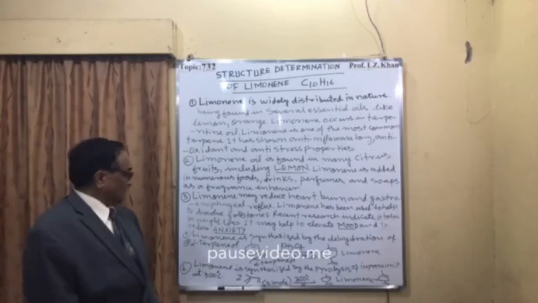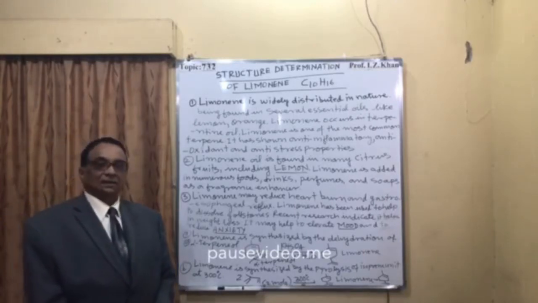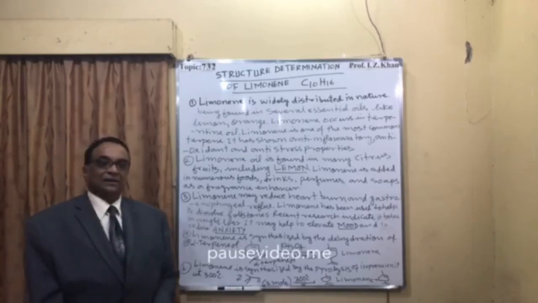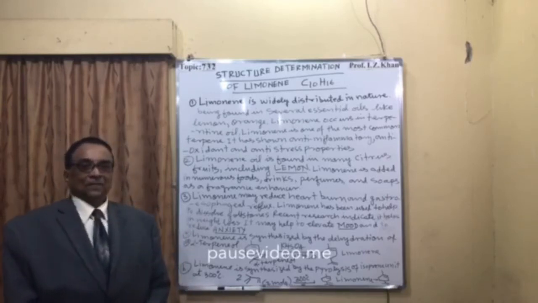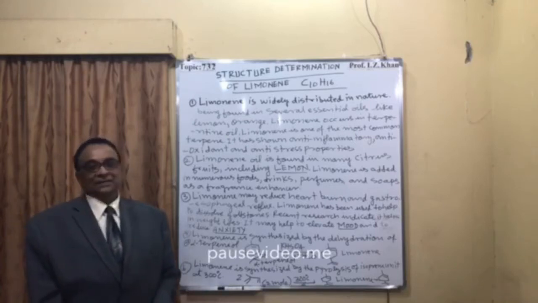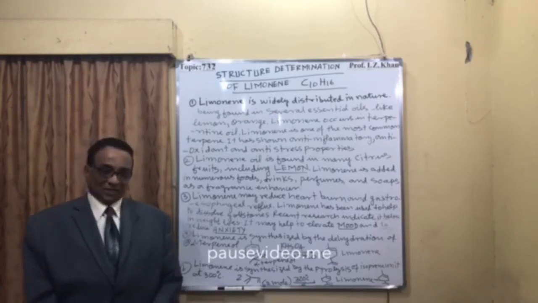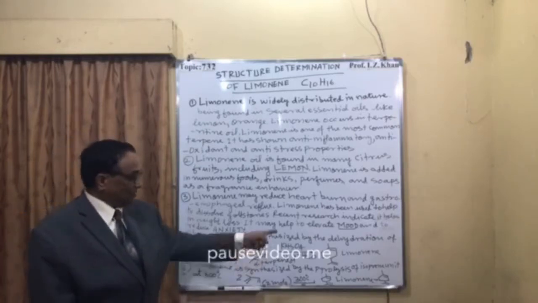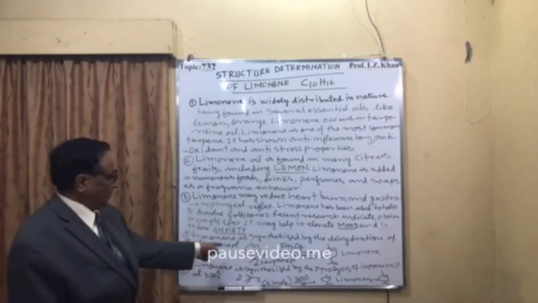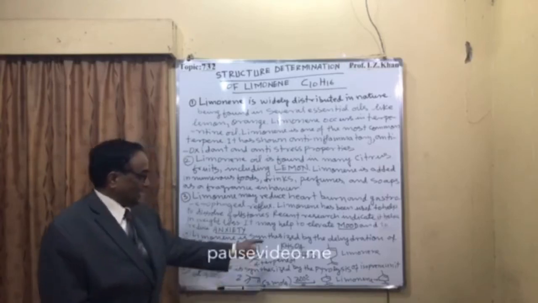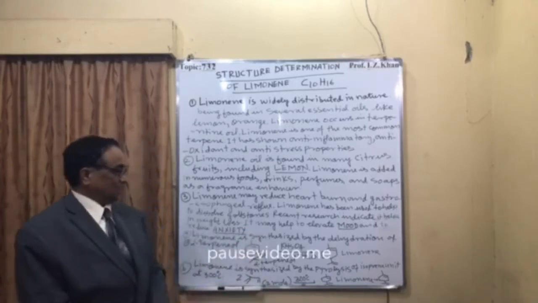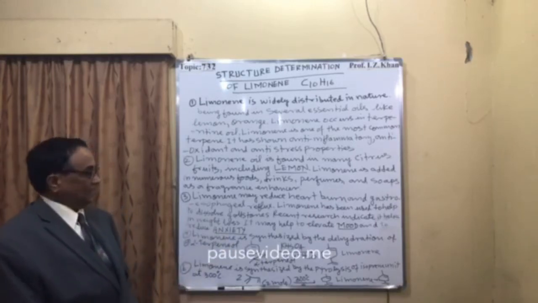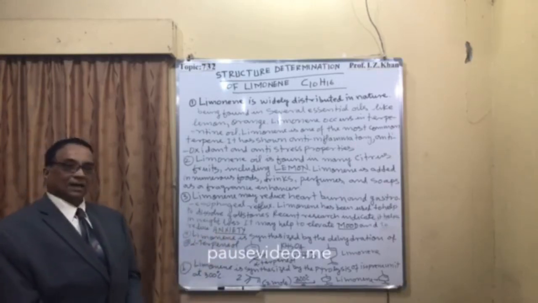And number 4, limonene is synthesized by 2 methods. One is when alpha-terpineol is subjected to dehydration in presence of a dehydrating agent, that is potassium hydrogen sulfate, and we will get limonene. So the reaction is given here, alpha-terpineol, this one, and when it is treated with potassium hydrogen sulfate, by elimination of one molecule of water, it will be converted into limonene.